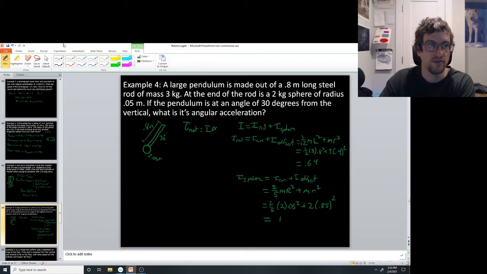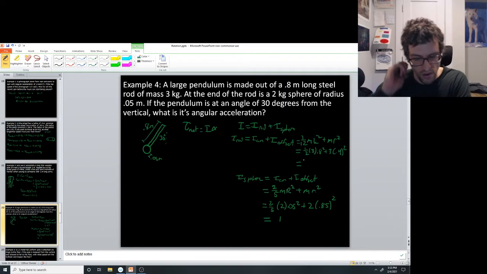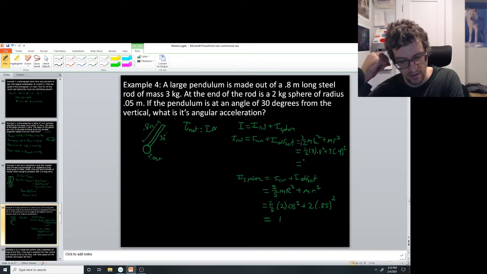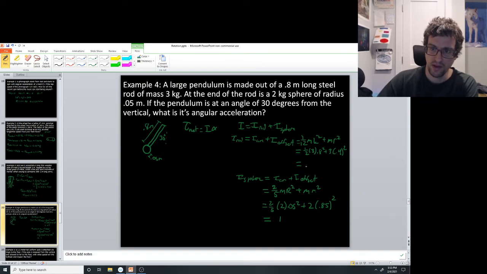That's not 0.64. That was a lie. That first part is 0.64. It's actually 1/3 ML squared. Oh yeah, okay. No, it is 0.64. I'm crazy. I'm sorry. Second guessing myself. It's 0.64, and this is 2.17.